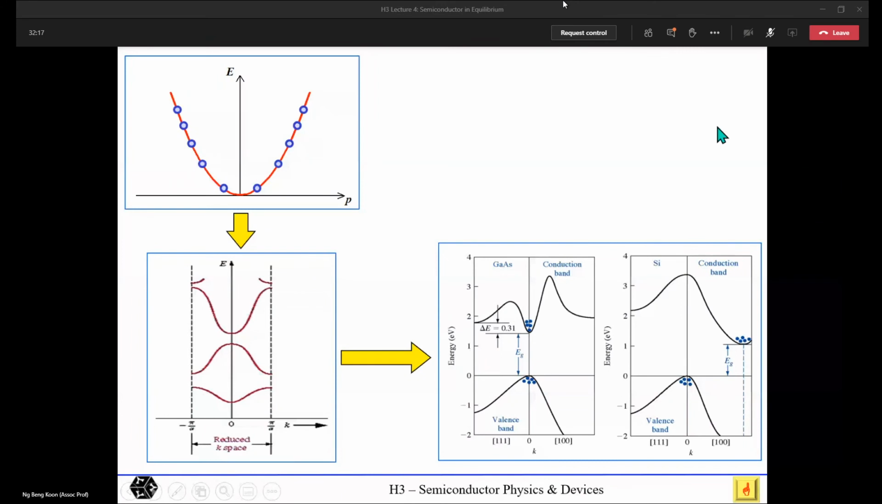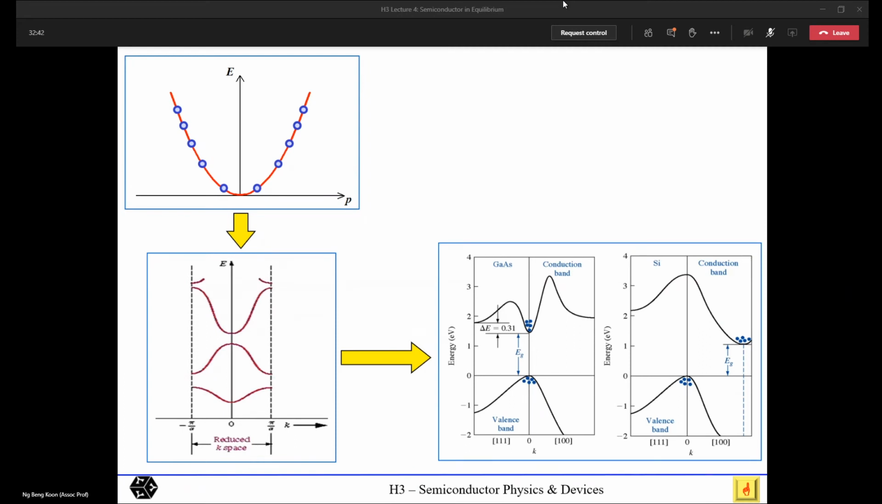This EK relation is symmetrical about the origin, which means that if you know half of it, you essentially know the other half. So whenever we show the EK diagram of a semiconductor crystal, we usually just take one side of it and piece it together with the EK relationship in different directions.